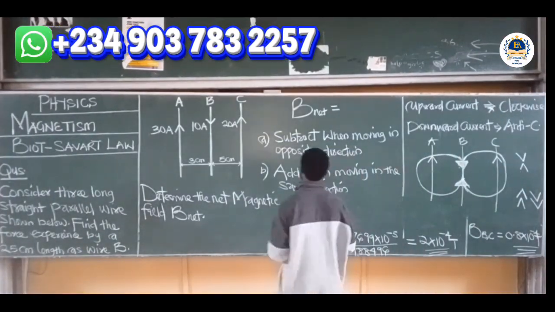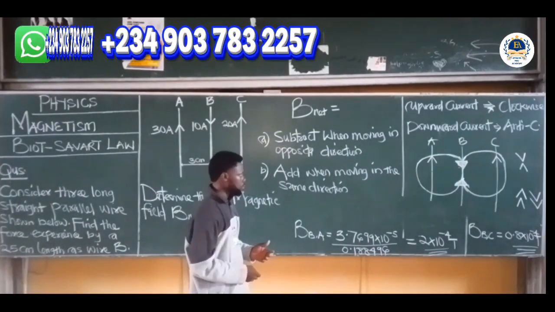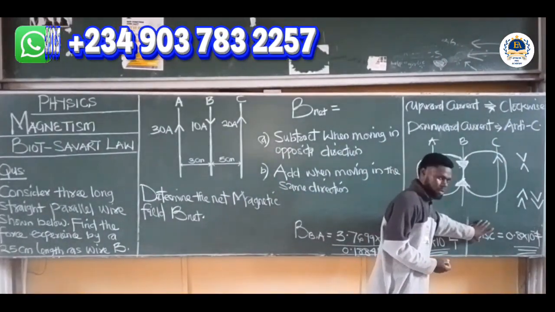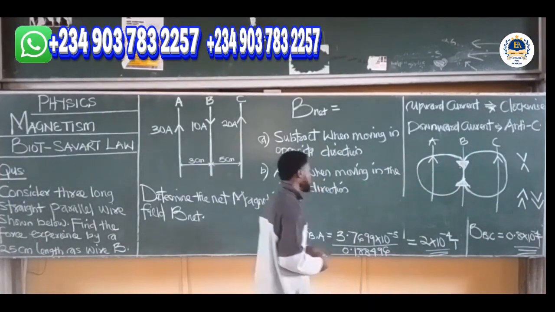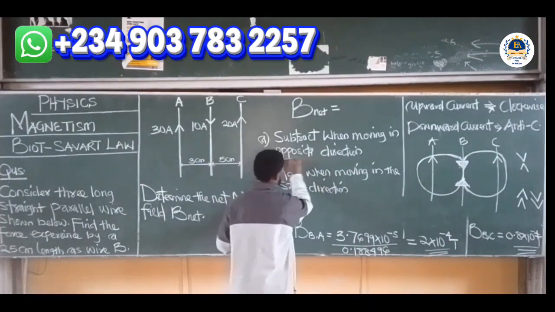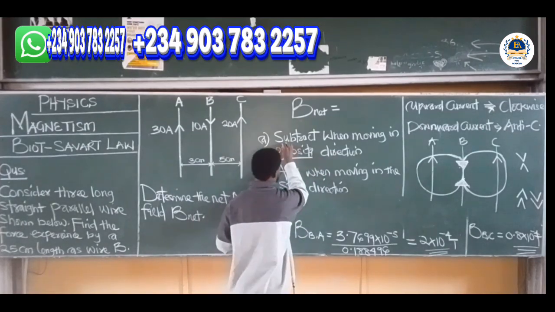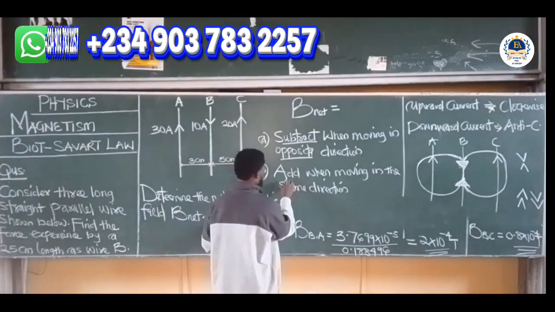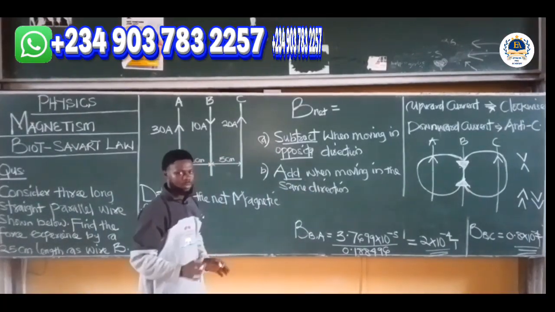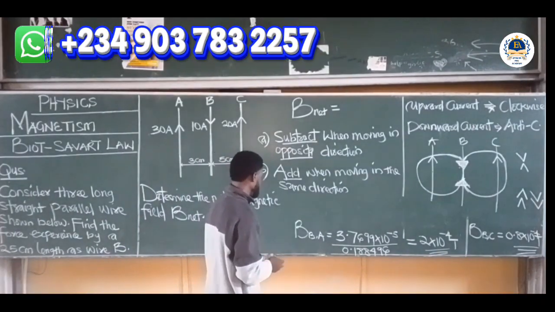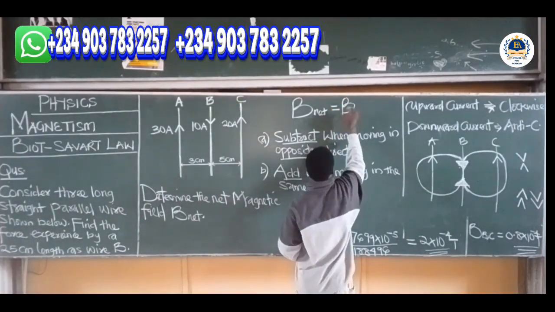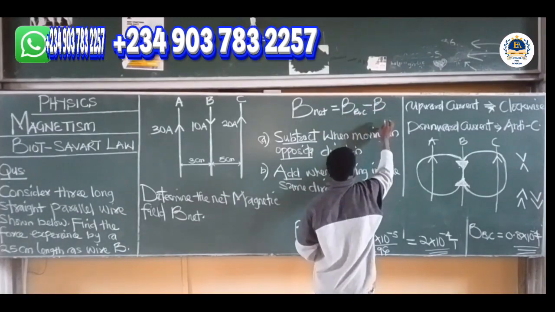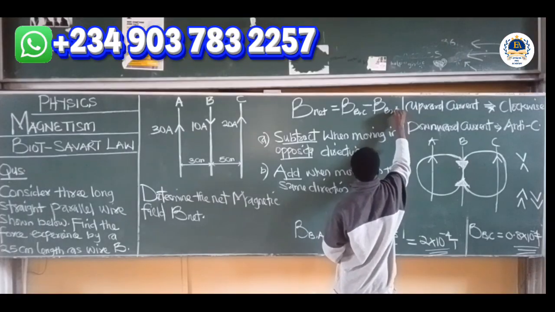So to determine B net, which is the total magnetic field, we are going to subtract this from this, because they are moving in opposite direction. So when moving in opposite direction, the rule states that we should subtract. But when moving in the same direction, the rule states that we should add up. That is the simple concept. So B net becomes B of C minus B of A.